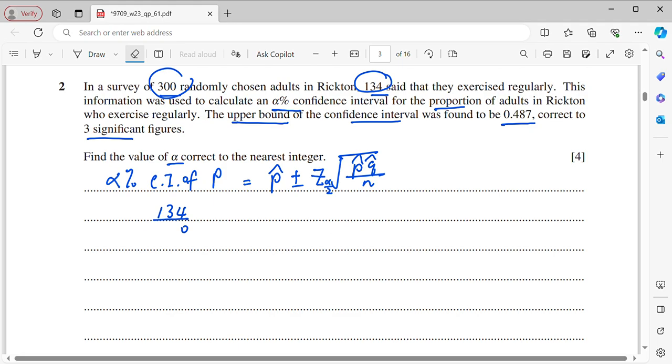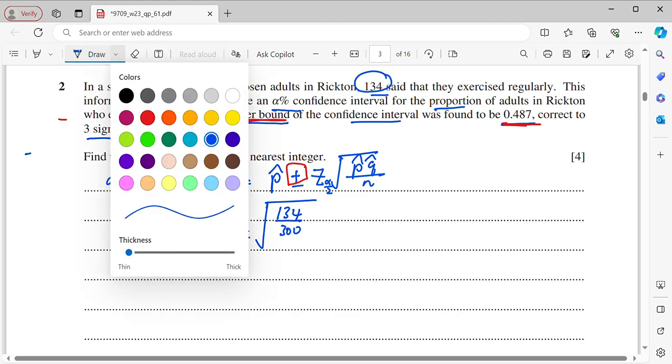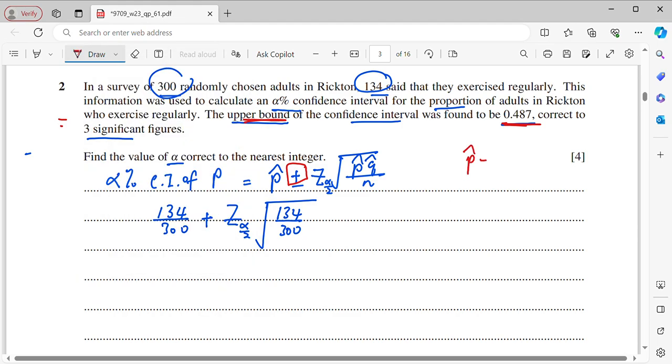Now, for this confidence interval, we will be getting the upper bound and lower bound. The upper bound is found when we refer to the plus. Therefore, now it is given the upper bound of the confidence interval, so I will be using plus. The z value we do not know because it depends on your alpha value. Then square root of the p hat, which is 134 over 300.